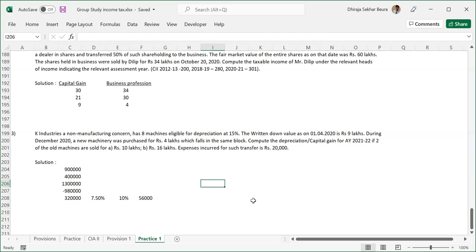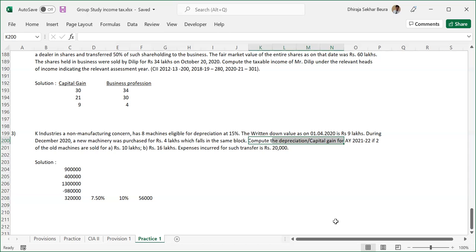Because in the question they are saying compute depreciation or capital gain. If the capital gain is there, you have to calculate it also. We would have to take that from the depreciated value, right? The 10 lakhs and the depreciated value. Then will the capital gain come?